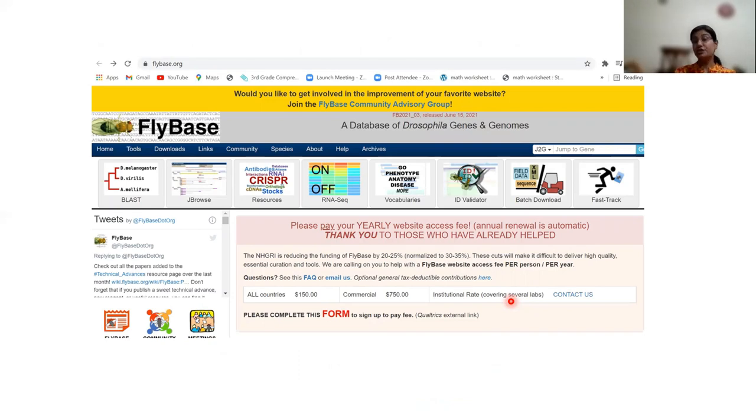Lastly, the resources for Drosophila. Now, because it is a very, very important model organism, it has been serving as an experimental model in life sciences for about a decade. So it is very important to have a public domain for the information on the Drosophila genome and its repository of mutants.